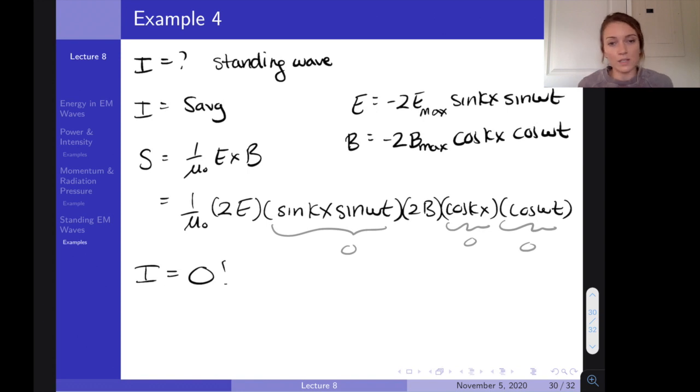And now this makes sense because when we did transverse standing waves, we said that a standing wave doesn't transport any power, because it's not going anywhere. The wave's not traveling, so it can't transport any power. So it makes sense that the average intensity of a standing EM wave would also be 0.